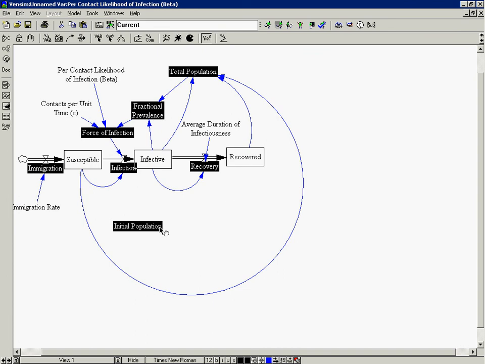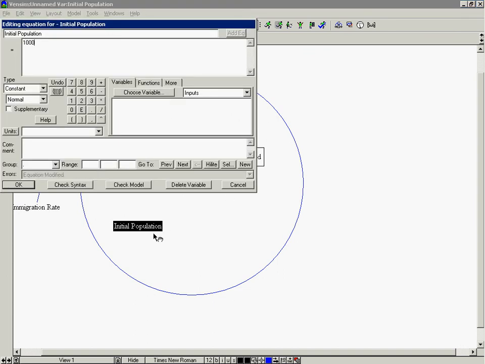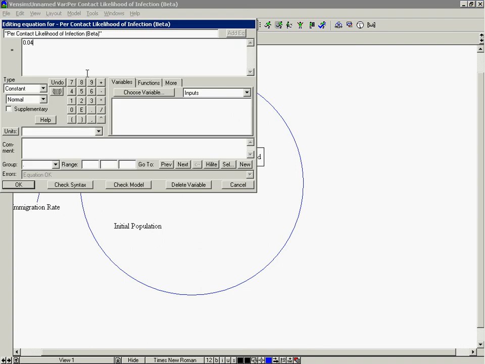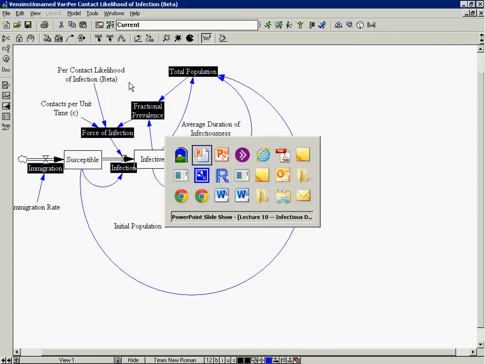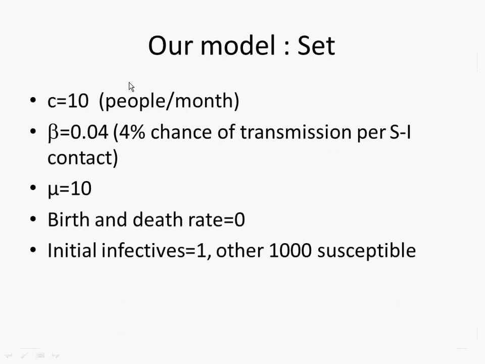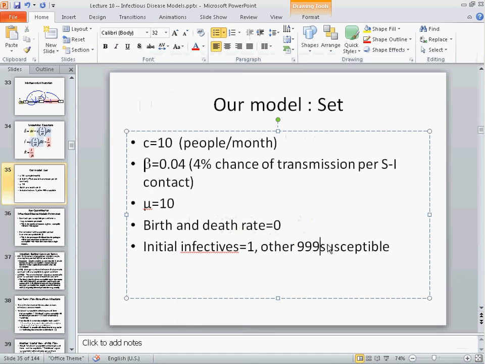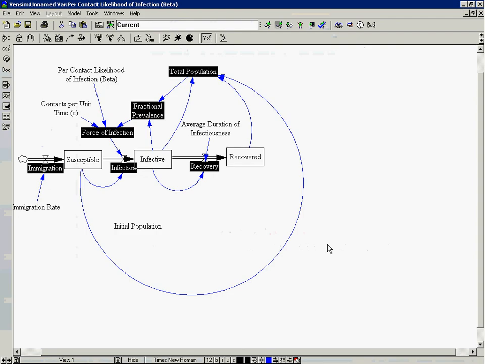And for the initial population, make it 1,000. Okay. Anyone who missed that? Average duration of illness, 10. Initial population, 1,000. Immigration rate, 0. Contacts per unit time, 10. Beta, 0.04. Okay. And this should say actually 999.